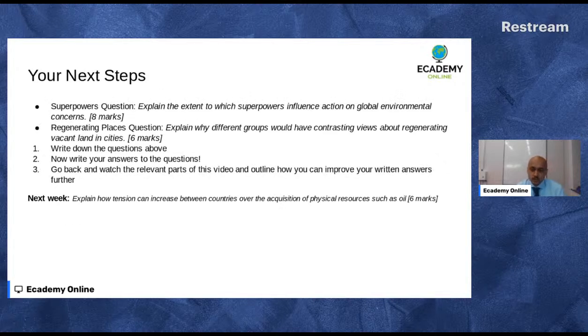So a couple of questions for you to review. For those of you who've not done the 8 markers and the 6 marker that I've gone through today, you can note those down and attempt those questions for next time. So we'll do this session again next week. It might be a slightly altered time. We'll have to see how we go. I will post it as early as possible this week.